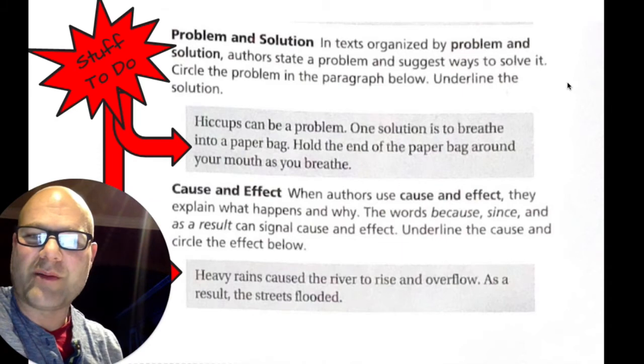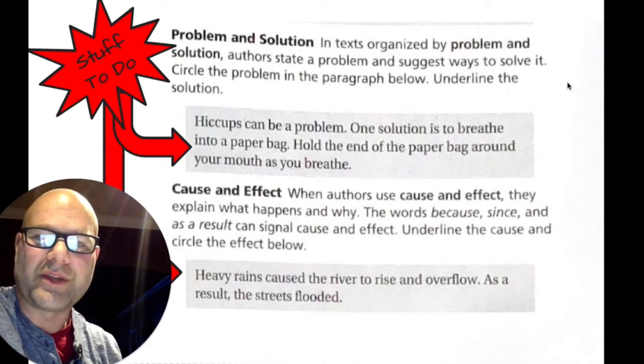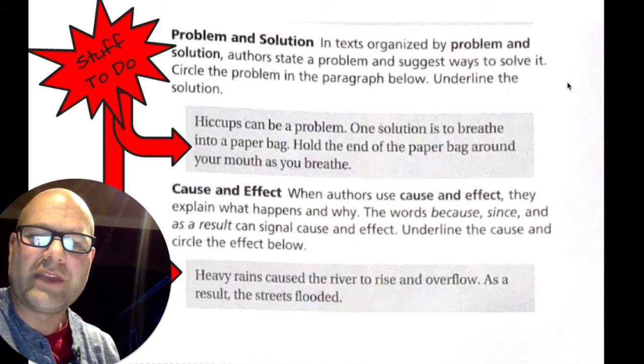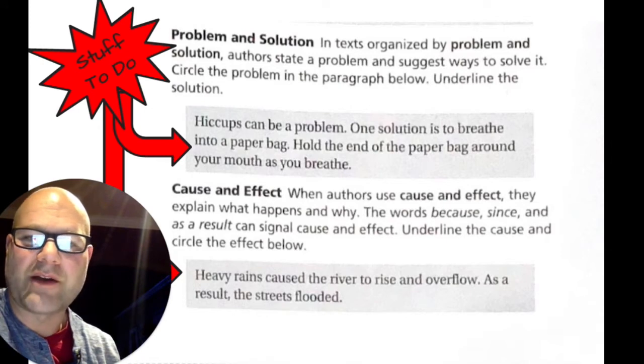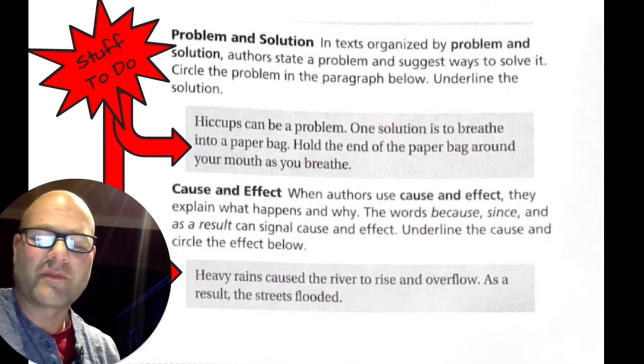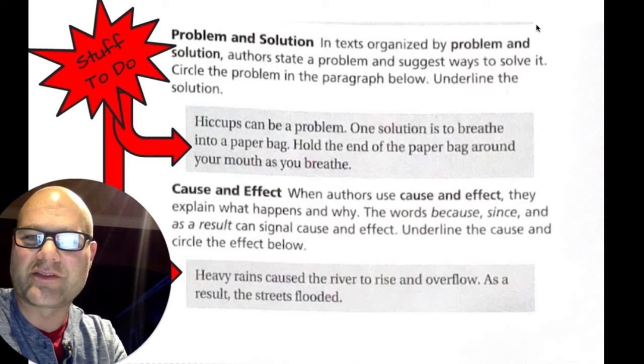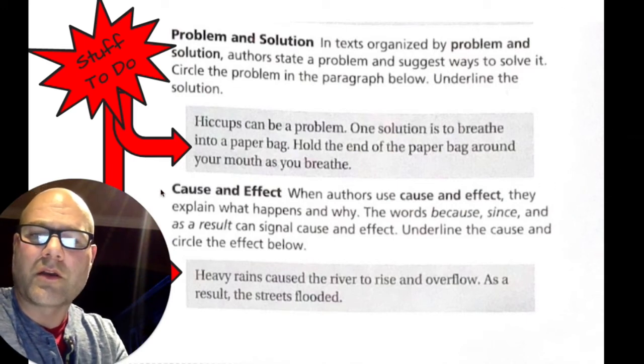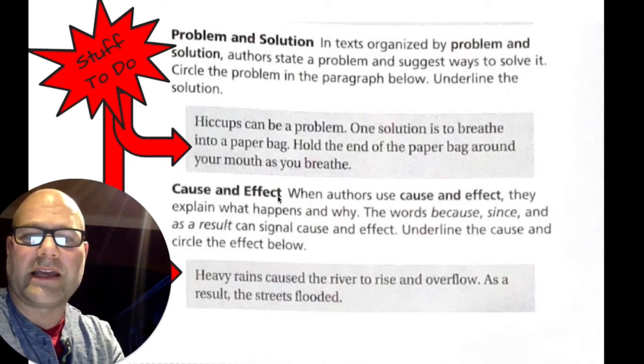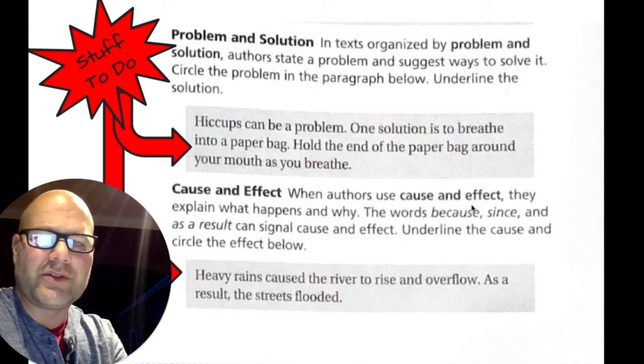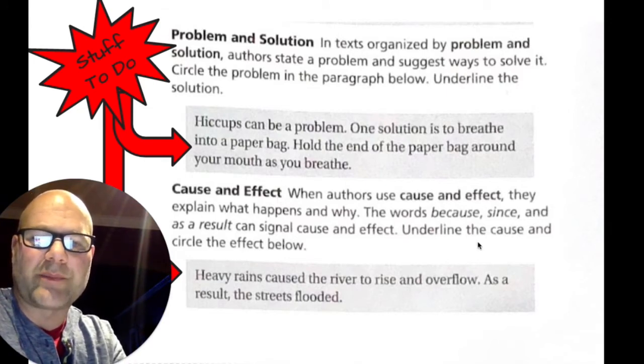Hiccups can be a problem. One solution is to breathe into a paper bag. Hold the end of the paper bag around your mouth as you breathe. This sounds like an instructional text. Cause and effect is another way text can be structured. When authors use cause and effect, they explain what happens and why.